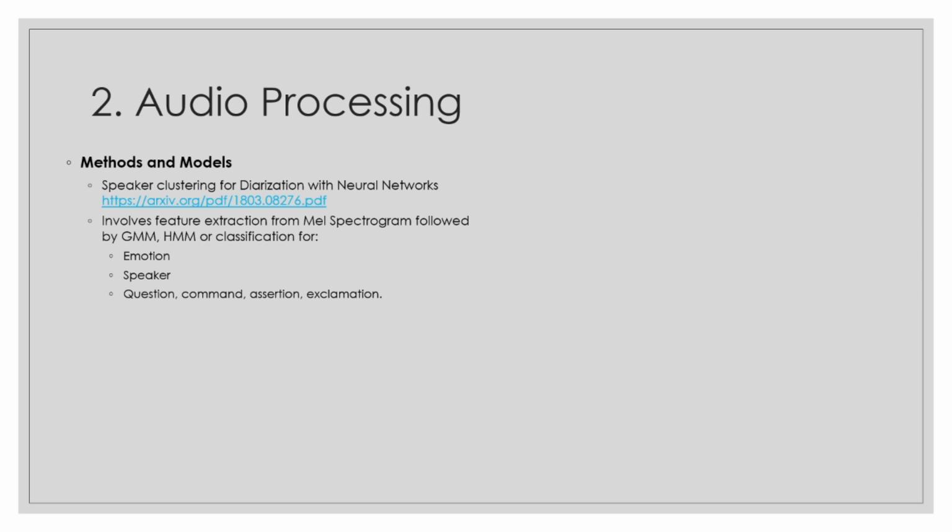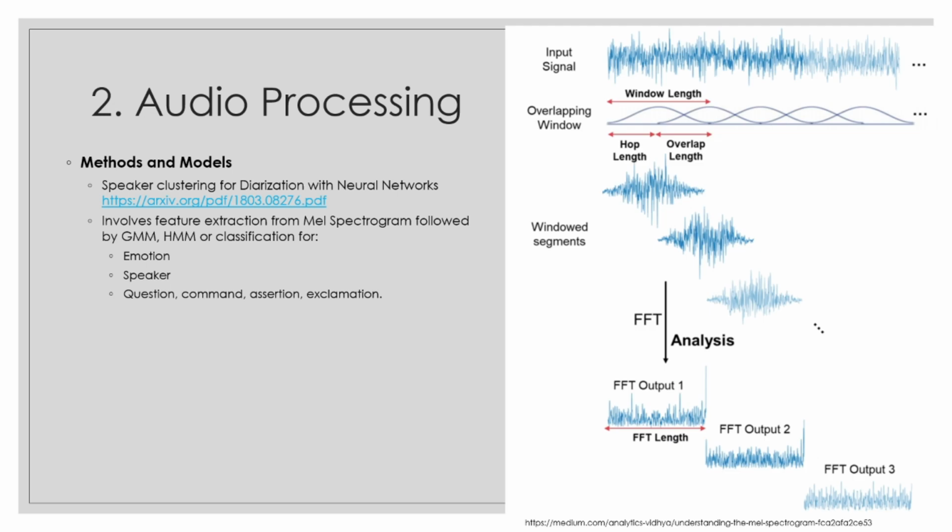So if there are, let's say, 4 different speakers, then you will see 4 major clusters that come out in the feature space if you have extracted the features correctly. And then you can classify these clusters for emotion, for speaker, and also typically you can cluster the audio stream for questions, commands, assertions, and exclamations. And this will actually help much more accurate and much richer content summarization if it is done with natural language processing along with audio processing.